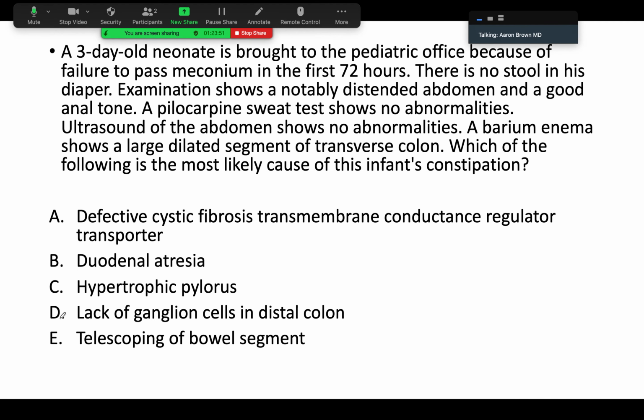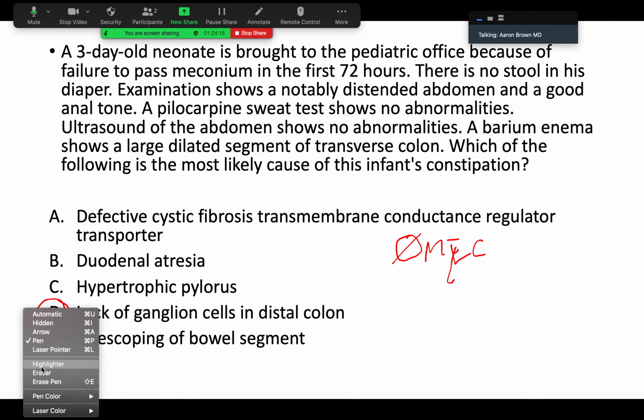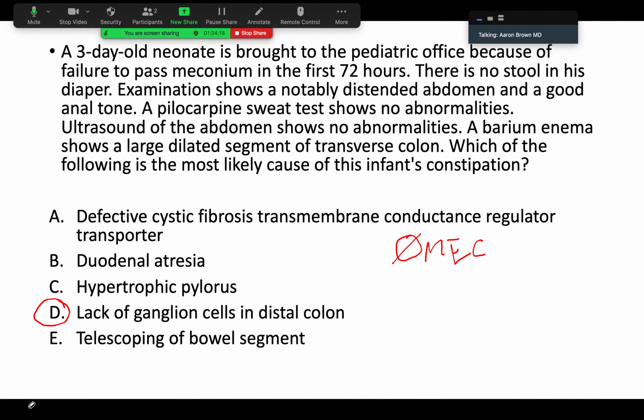Excellent. Yes, this is going to be your Hirschsprung's disease. Walk me through it. Why do you say Hirschsprung's? Yeah, so when you have a baby that does not pass meconium, it's kind of a nice thing because you really just have two big things in your differential. Number one is cystic fibrosis, and number two is going to be Hirschsprung's.